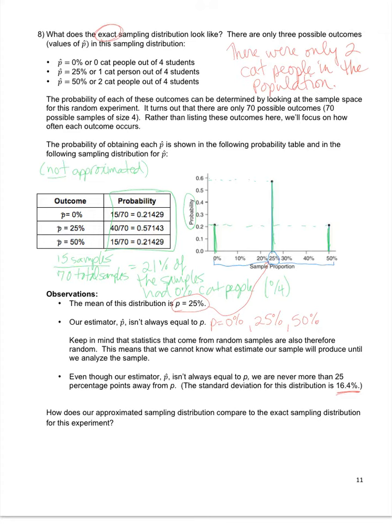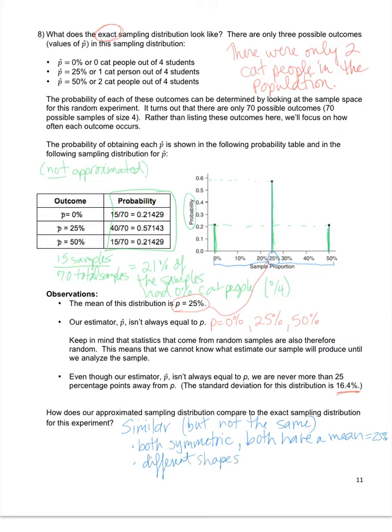And so our last question here, how does our approximated sampling distribution compare to the exact sampling distribution for this experiment? And I would say that they're similar. In fact, not the same, not identical. And more specifically, they're both symmetric. They both have a mean of 25%. And the exact sampling distribution, though, is mound shaped, so different shapes.